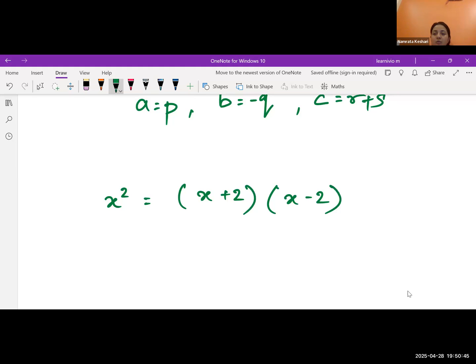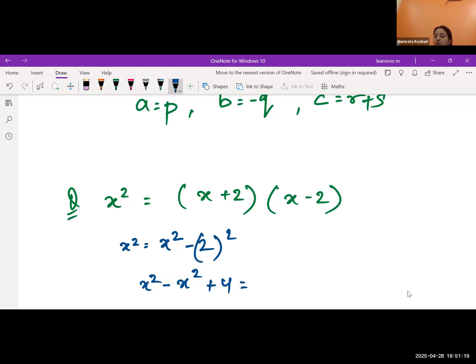So do you understand how to solve this type of equation? Yes, ma'am. So it also means x square is equal to x square minus x square minus 2 square, right? Yeah, right. So we can switch to one side. And then we will find that this is not quadratic, right? Quadratic equation, yes. This is not quadratic.